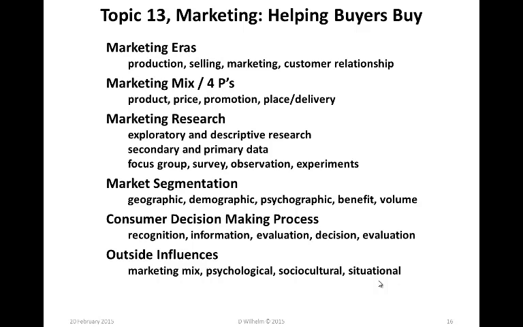The consumer decision-making process is first recognizing a want or need, gathering information, evaluating the alternatives, making a decision, and then later evaluating the decision. The actual process is not as linear as is displayed here. There's a lot of feedback. Outside influences on what consumers buy, first of all, the marketing mix, and then their own psychology, their socio-cultural identity, and the situation.